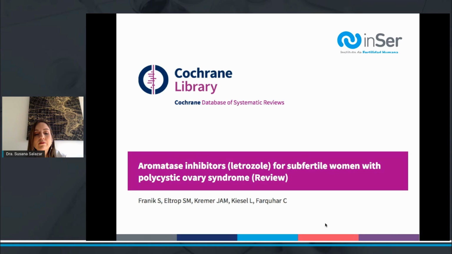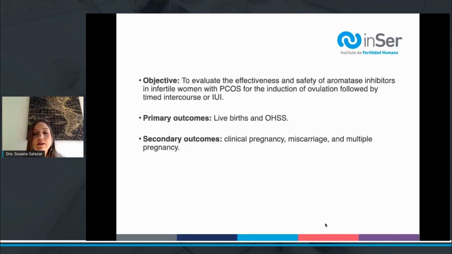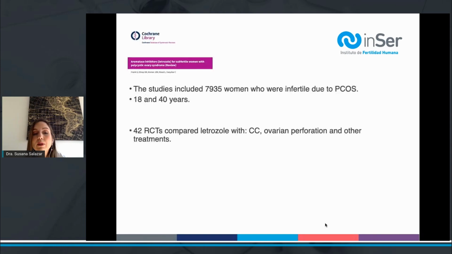This is a systematic review and meta-analysis of aromatase inhibitors in infertile patients with PCOS published in 2018. The objective was to evaluate the effectiveness and safety of aromatase inhibitors in infertile women with PCOS for the induction of ovulation followed by timed intercourse or IUI. The primary outcomes are live birth and ovarian hyperstimulation syndrome. The secondary outcomes are clinical pregnancy, miscarriage, and multiple pregnancy.